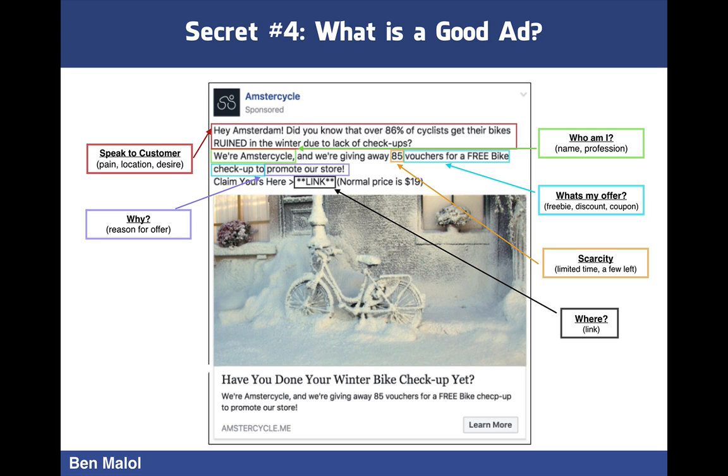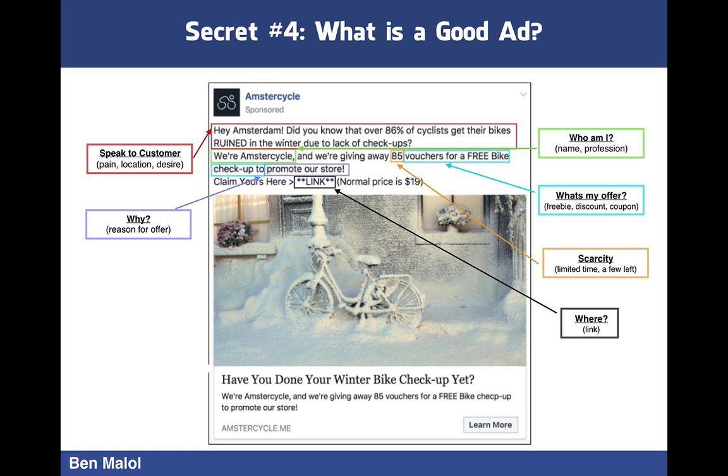So who am I? Name, profession. We are Amstercycle. Now, you don't have to use this. Some businesses don't use this. In e-commerce, you'll usually not talk about who you are. So we're Amstercycle, and we're giving away 85, that's scarcity, right? Limited time, only a few left, and so on. Vouchers for a free bike checkup. That is the offer.